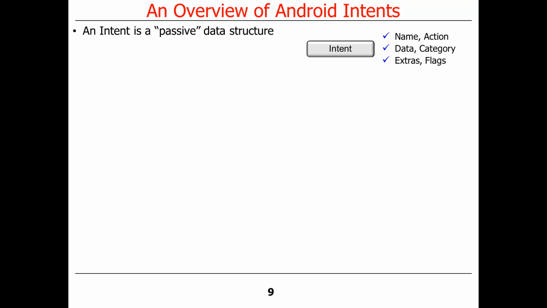What does it mean to be a passive data structure? It basically means that it's a data structure with a bunch of fields, most of which are accessible through setters and getters, but there are really no higher level methods that do computations on these things. It's just a place to pack a bunch of data. And here are some of the things that you can pack into an intent: name, action, data, category, extras, and flags. And we'll talk about what all those different things are.